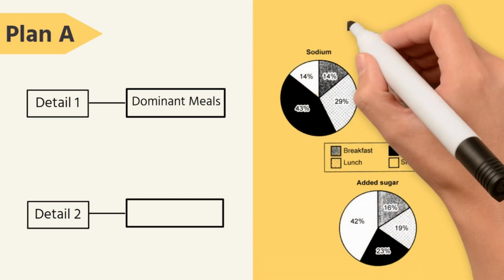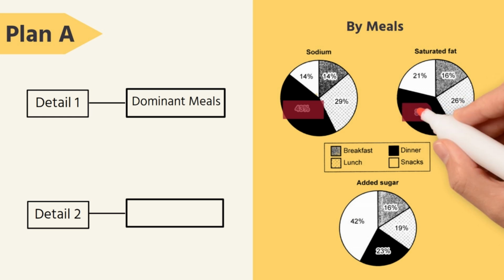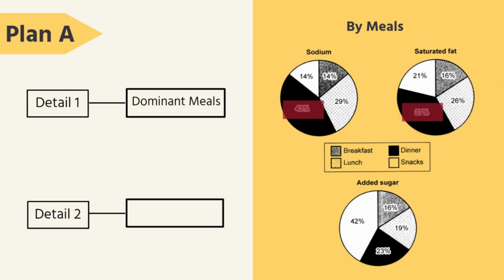Plan A. We will focus on the largest slices, which means the dominant meals and their comparisons. So first, dinner ranks first in sodium and saturated fat, and second in added sugar. Then, snacks dominate added sugar, exceeding dinner by nearly 20%, but are the smallest contributor of sodium. Last, snacks are slightly larger than breakfast in saturated fat.